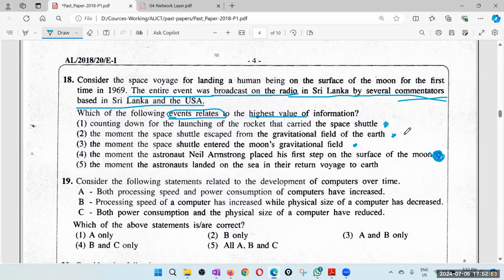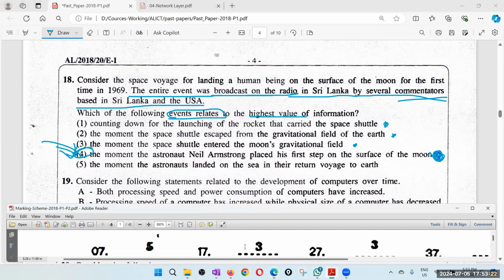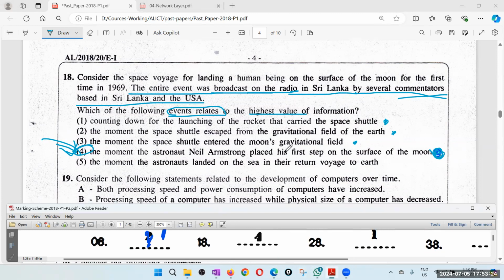The moment the astronauts landed on the sea in their return voyage, of course, that is also important, but the highest value is this information. Giving this information in a fast, reliable, complete, simple manner. So most probably the live telecast was about this moment, not the other moments. So the answer must be the fourth one. Yes.